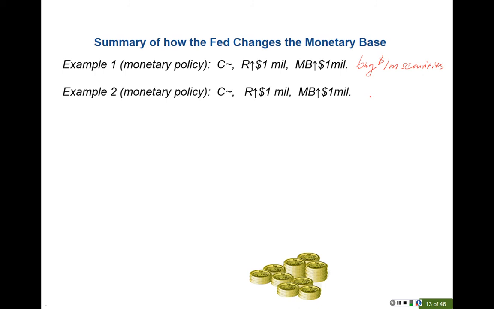In the second example, the Federal Reserve lends $1 million as a discount loan to the bank. The result is pretty much the same as example 1. Currency remains the same. Both reserves and the monetary base increase by $1 million. So the first two examples illustrate the result of monetary policy. The Federal Reserve either uses open market operations or uses the discount loan as a tool.